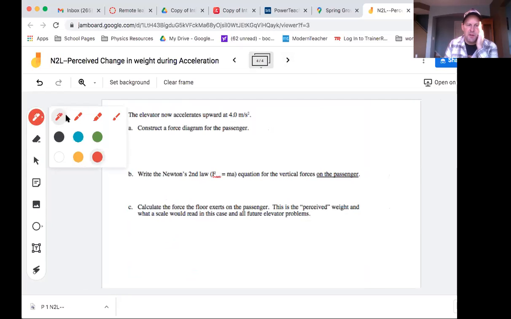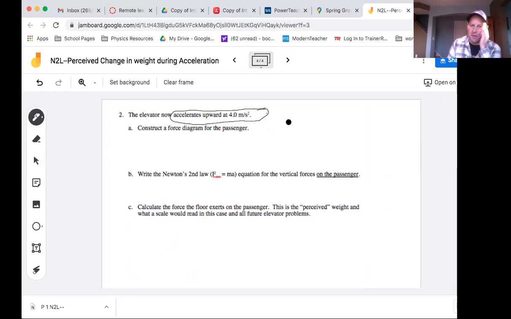So this is where things get a little bit different. If I go to the next question, the acceleration happens now. There's an acceleration up, which means that the force from the floor has to be greater than the force that is pulling you down, gravity. And from this is where we say that there's a net force, and that net force is in the upwards direction.